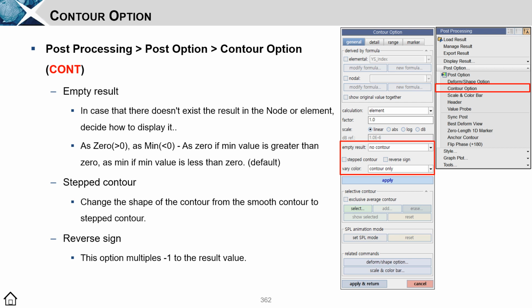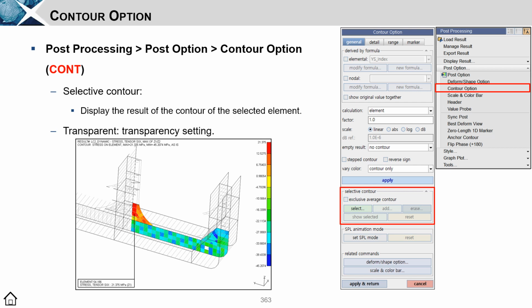The Stepped Contour option changes the shape of the contour from the smooth contour to the stepped contour and is expressed in one color per element. The Inverse Sign option multiplies -1 to the result value. The Selective Contour option is to display only the contour results of the selected element. The result of an unselected element is considered non-existent and displayed transparently.